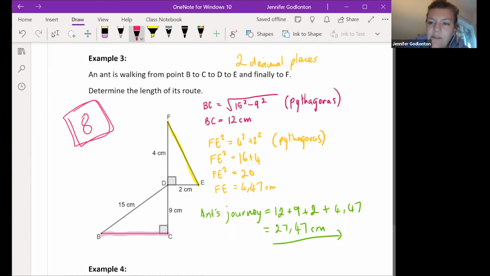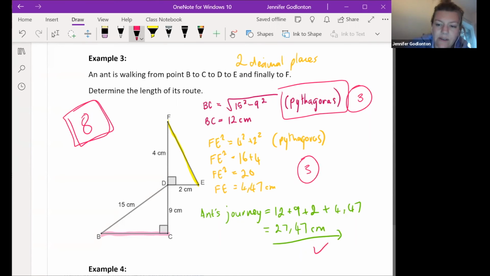Give yourselves 3 marks for finding the first line. If you don't have the reason, you don't get the mark. Give yourselves 3 marks for the second line of FE, and then give yourselves 2 marks for the journey. Tell me how you did, and if you have questions about where you went wrong, let me know.